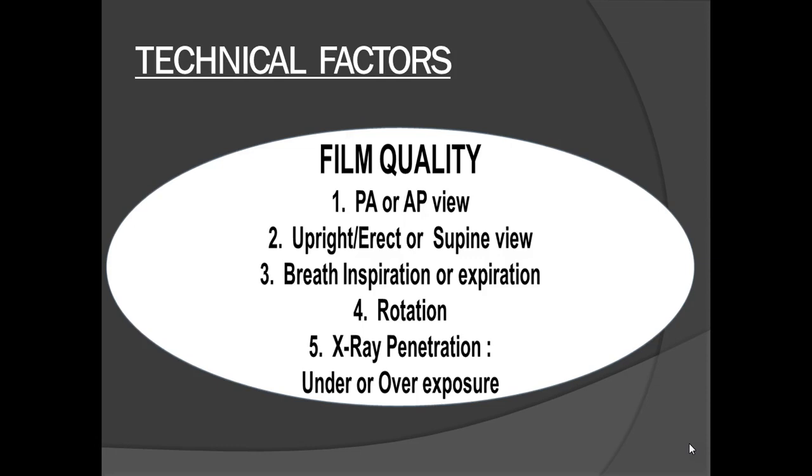So AP views are usually taken when the patient is unable to stand, when the patient is bedridden, and when the patient is in serious condition. But here, since we are dealing with the pediatric age population, the children are unable to stand most of the time, so we are going to have the AP view, in which we have the magnified heart shadows. Remember, not every enlarged heart shadow in a pediatric X-ray is considered cardiomegaly.